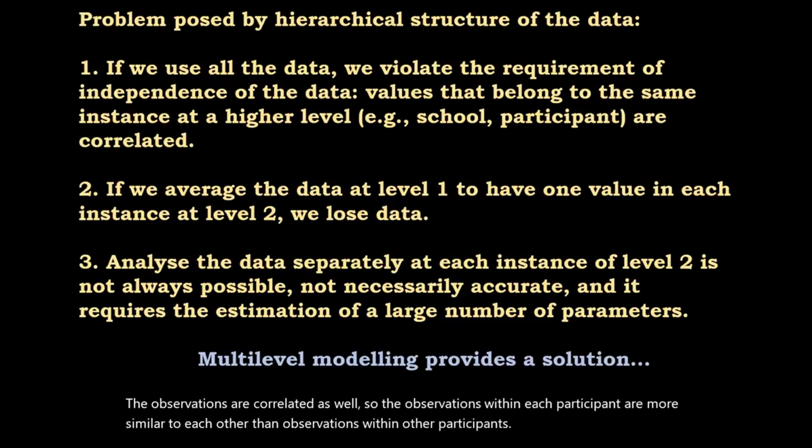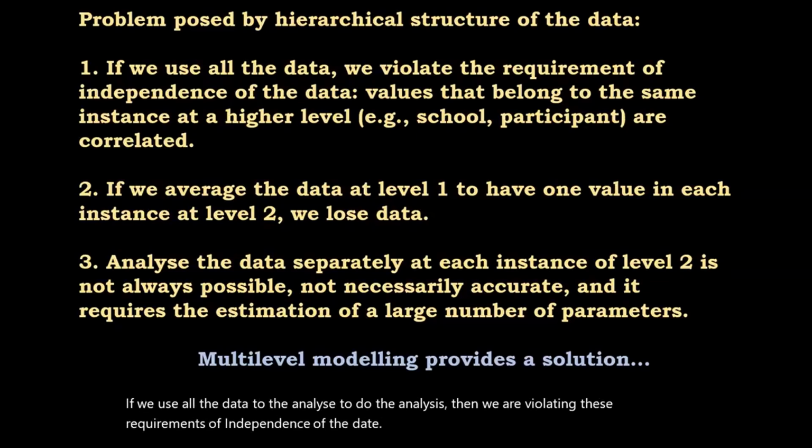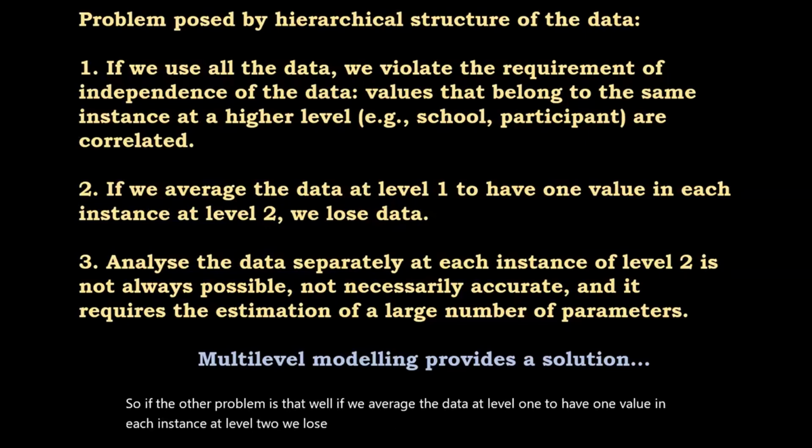So if we use all the data to do the analysis, then we are violating this requirement of independence of the data. The other problem is that if we average the data at level 1 to have one value in each instance at level 2, we lose a lot of data. However, this is commonly done.